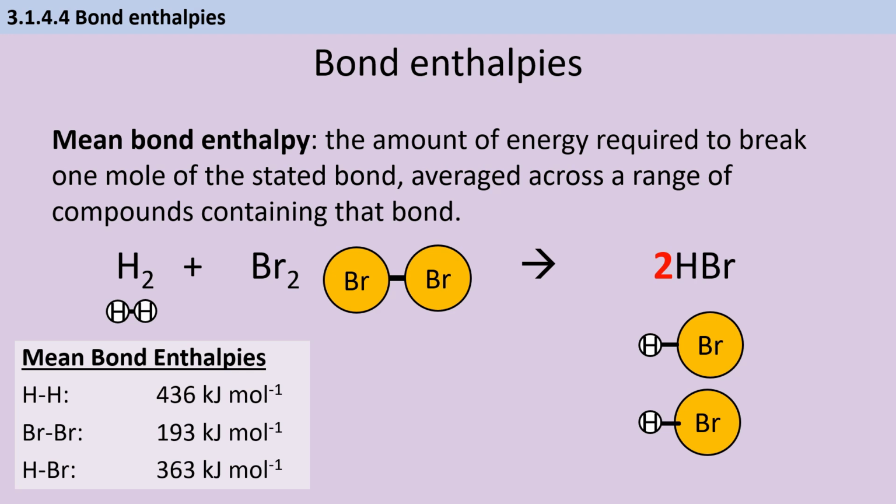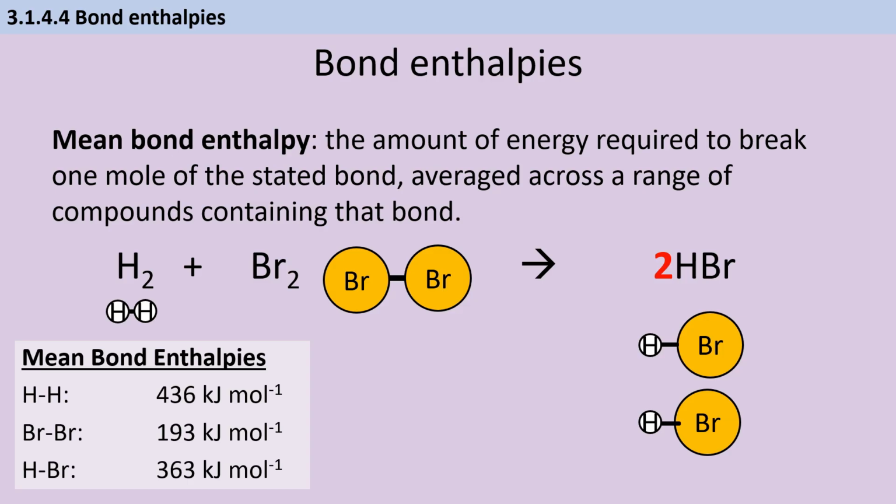When we define mean bond enthalpy, this is the amount of energy required to break 1 mole of the stated bond because it's a standard enthalpy change. But this is also averaged across a range of compounds that contain that bond because there isn't one gold standard value for how much energy it takes to break a carbon-oxygen bond. It depends upon the context of the rest of the molecule. This leads to differences between experimental data for one compound and the databook.